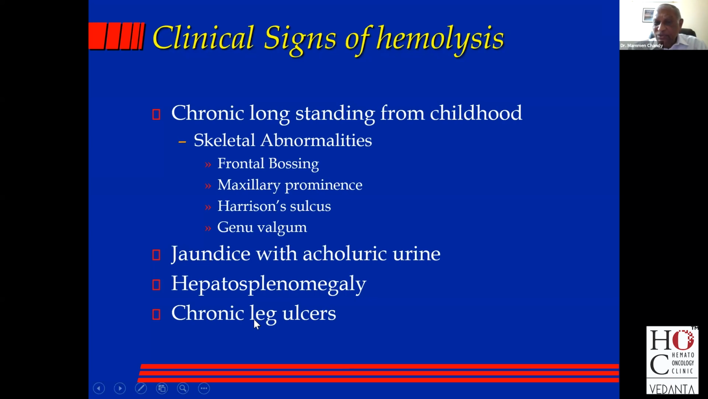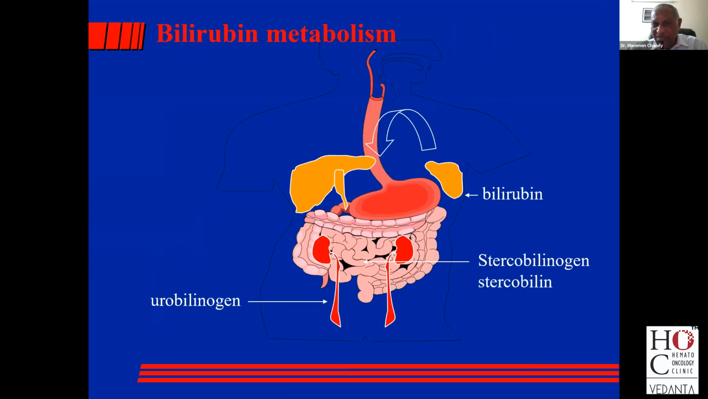So you see a 6-year-old child, he's got prominent bossing, he's got jaundice. You find that the spleen is enlarged. The diagnosis is a congenital hemolytic anemia. Few words about bilirubin.